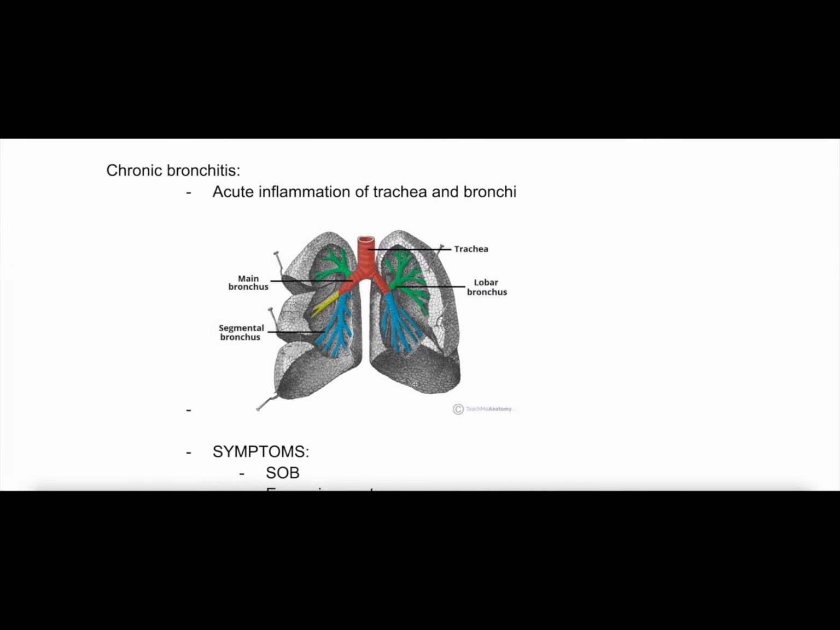Now, chronic bronchitis, this is the second disease that you could also get. And this is basically acute inflammation of the trachea and bronchi. As you can see here, this is a trachea and it branches off into these bronchi right here. And it doesn't have a label, but you would see like the alveoli right here.